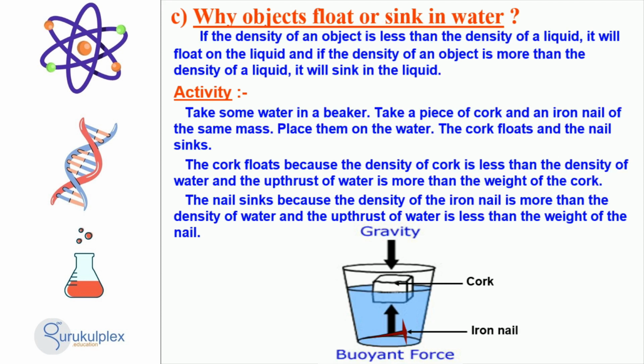The upthrust of the water, which is the buoyant force that pushes the objects upwards, is proportional to the density of the object, and less than the weight of the iron nail, thus causing it to sink.